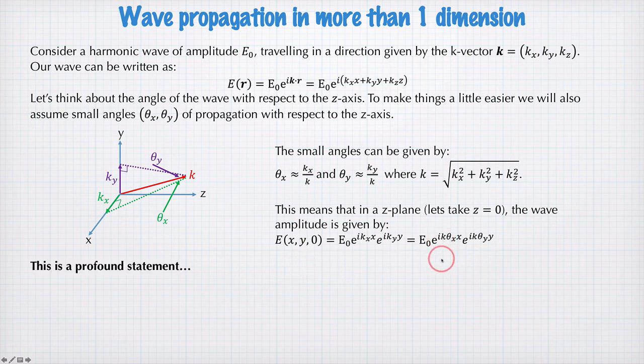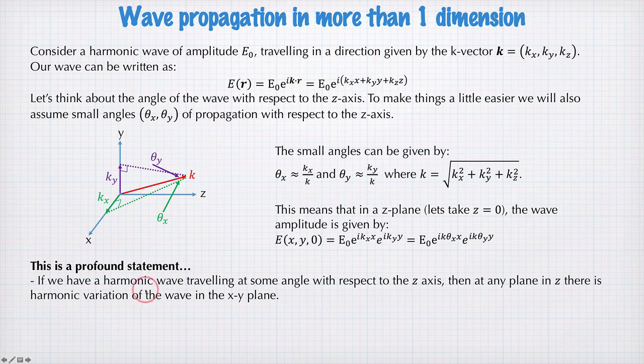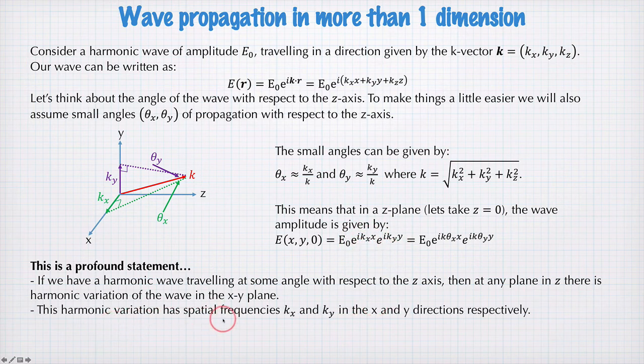And this is actually a really profound statement. If we have a harmonic wave traveling at some angle with respect to the z-axis, then at any plane in z, there is a harmonic variation of the wave in the xy plane. So that's what we saw in this animation previously, but now you can see it mathematically, that if you look in the x direction, if you have some angle, some value of kx which is non-zero, then you have some spatial variation of this wave in the x direction, and similarly for the y direction. And this harmonic variation has spatial frequencies given by kx and ky in the x and y directions respectively.